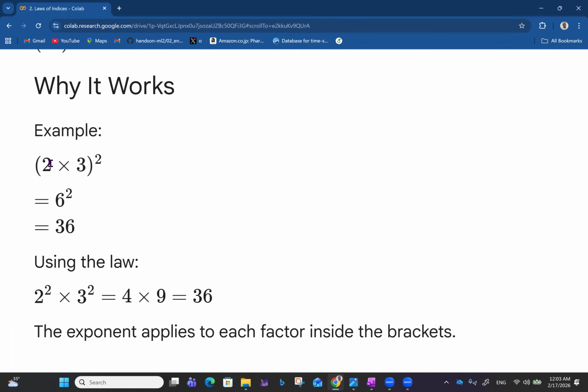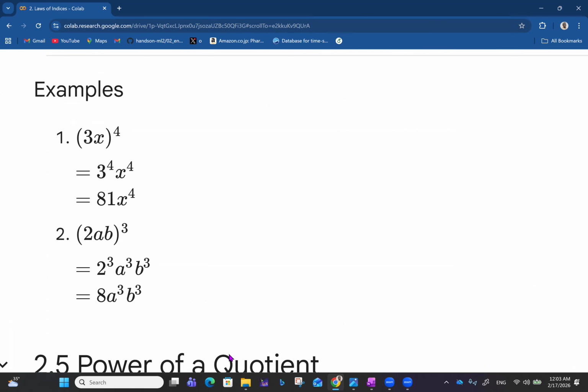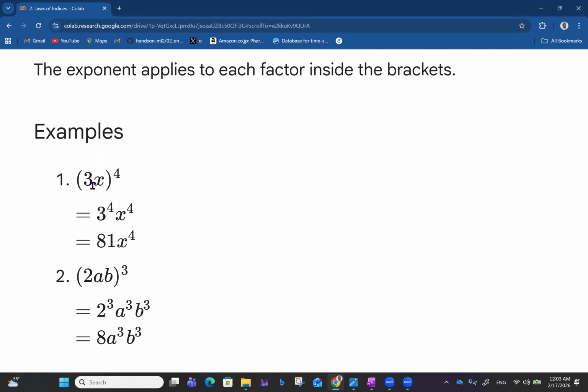It's the same thing if you multiply 2 times 3, 6, and square it, you get 36. So the exponent applies to each factor inside the brackets. That's what that is telling us. So if you have 3x raised power 4, that means you can say 3 raised power 4 multiplied by x raised power 4. And 3 raised power 4 is 81. So 3x all raised power 4 is 81x raised power 4.